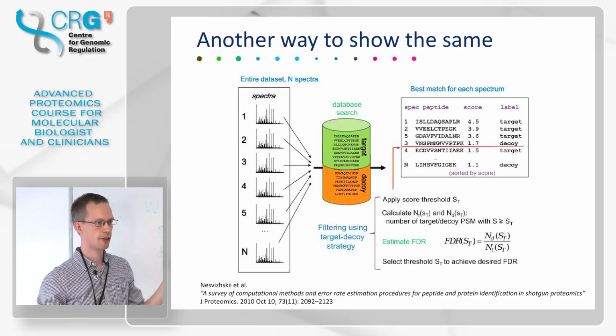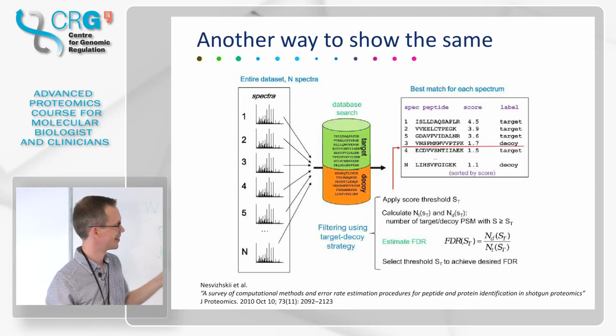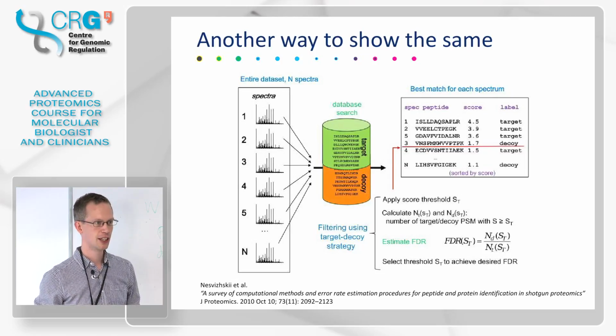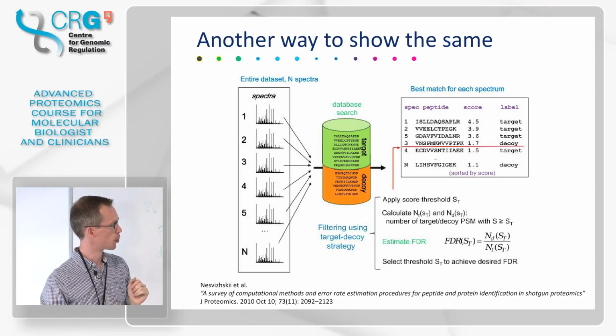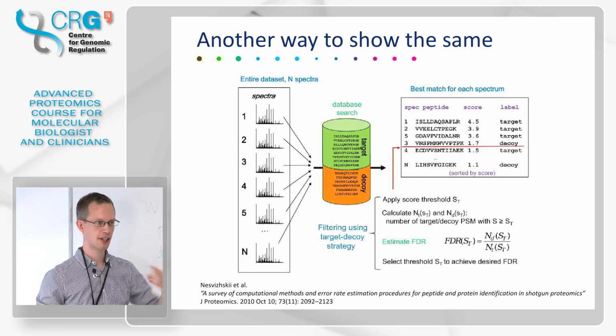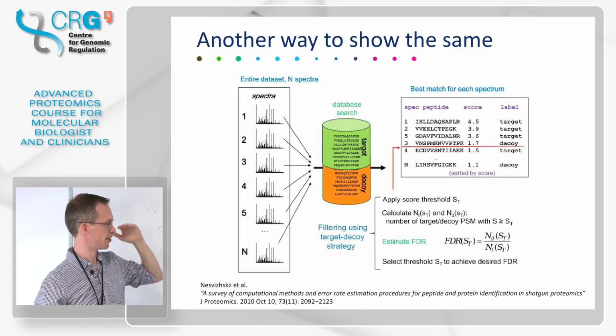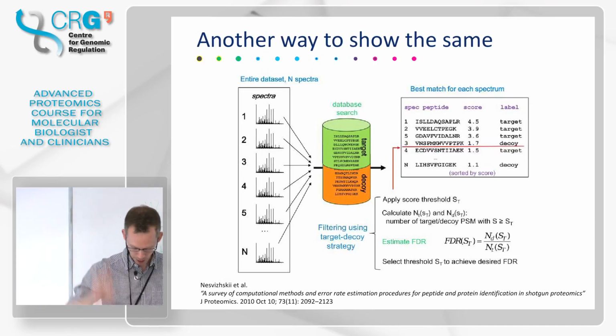I'll try to explain it here. I have another slide showing exactly the same thing. So we have some spectra. When we do the database search, we can say these spectra will be assigned. Let's only look at the top hit, so only hit number one, essentially. And sometimes it will hit the target database, sometimes it will hit the decoy database.